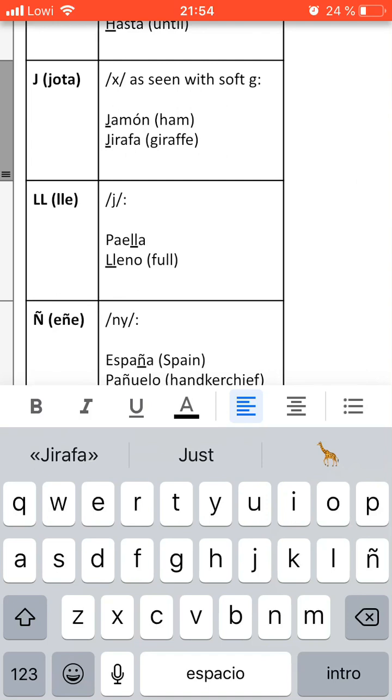Now we have the letter, it's not a letter but a combination of L, a double L, which in Spanish is called Y. Here we have 2 examples of it: paella, which is a food in Spain, not paella, it's pronounced paella, and lleno, not leno. The double L is pronounced like an English J.